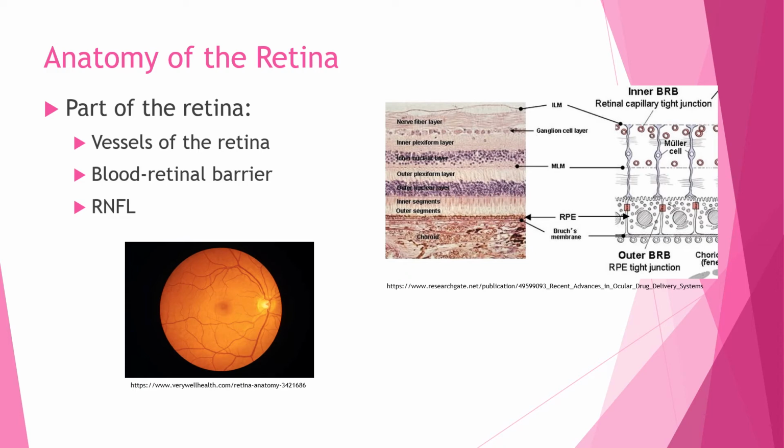The blood-retinal barrier, similar to the blood-brain barrier, is a tight conjoining of cells around the vasculature to prevent blood substances from entering the tissue of the retina. However, with diabetes, there is inflammation and breakdown of the blood-retinal barrier, and thus leakage of various substances into the retina can occur. Lastly, RNFL, or retinal nerve fiber layer, is an intricate network of nerve fibers from the optic nerve.